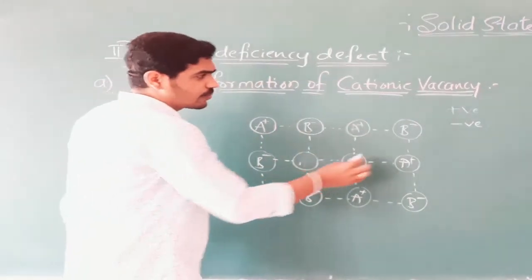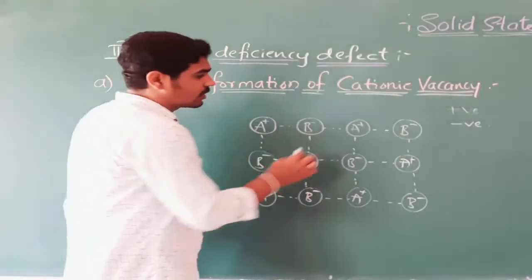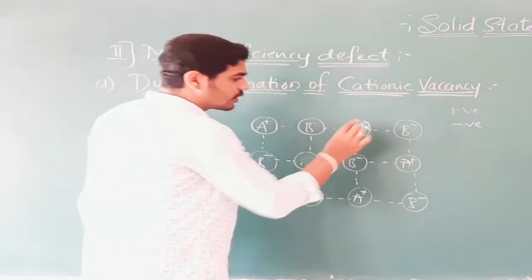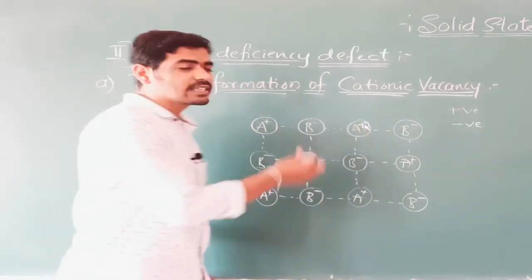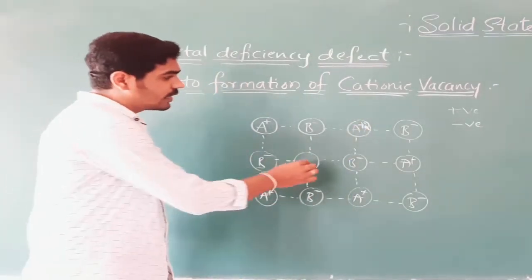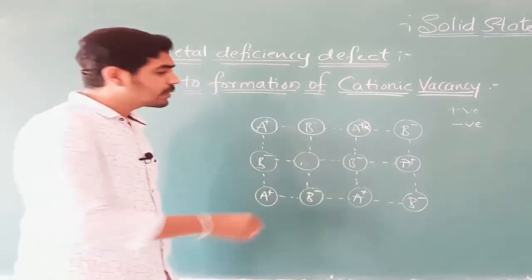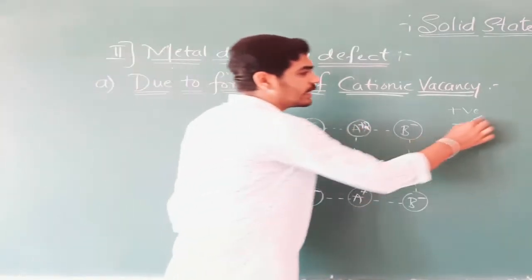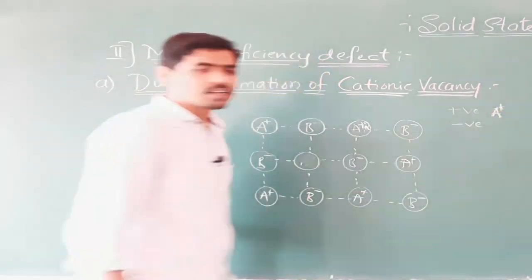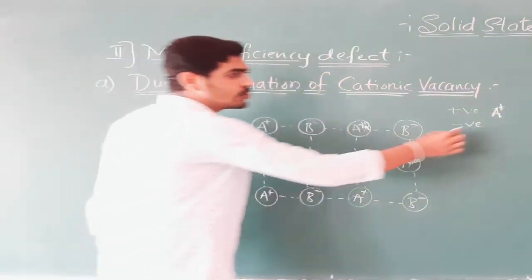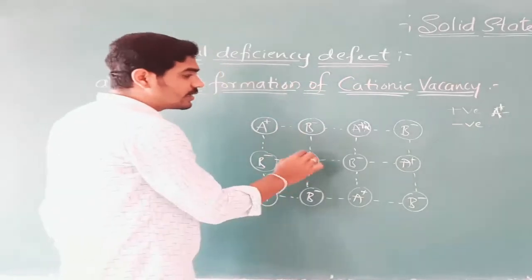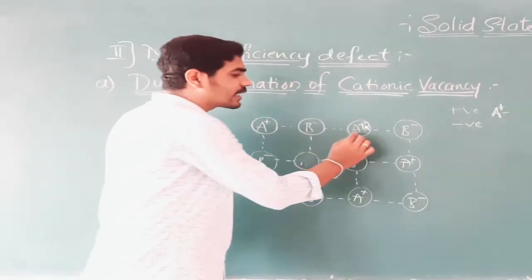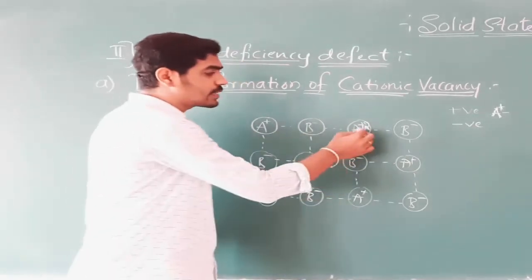Suppose I have removed the A plus, then the neighboring cation's charge increases. So here A plus becomes A plus 2 because one A plus ion is removed. One positive charge is removed, hence that positive charge gets accumulated on this cation and it becomes plus 2.